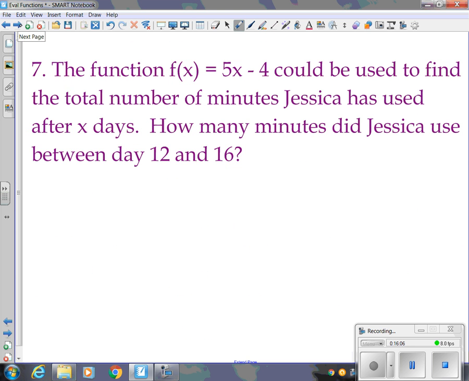Let's move on to 7. Let's read it carefully. The function f of x is equal to 5x minus 4 could be used to find the total number of minutes Jessica has stayed after x days. What does x stand for? Days. So whatever number I use here has got to be the number of days. Whatever number I put in for x has got to be a days number. You got to know that first, so make sure you tune in on that.